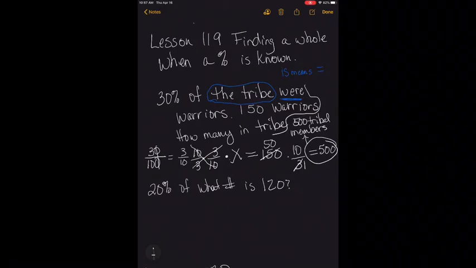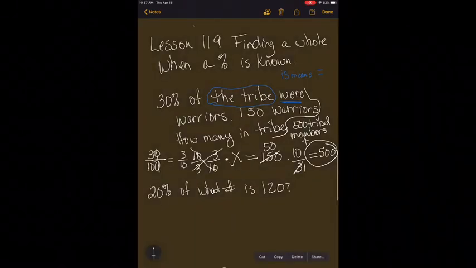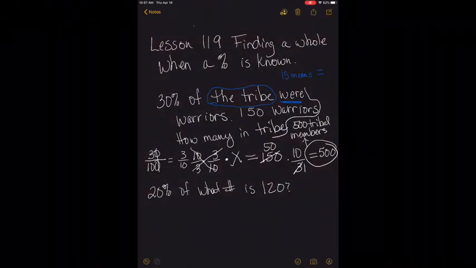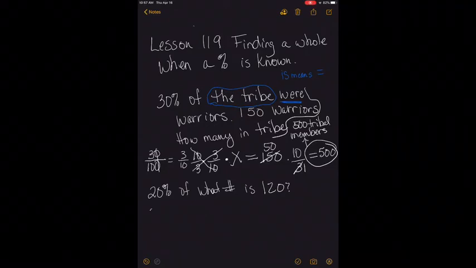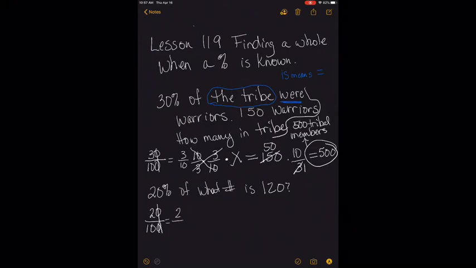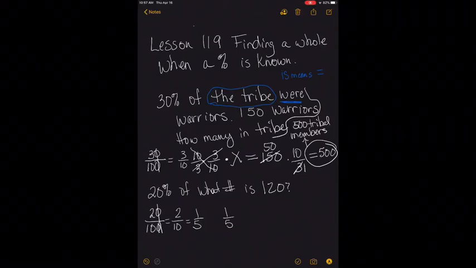Okay, the next one is 20% of what number is 120? Well, let's go ahead and just use fractions again, since lesson 117 used fractions, and honestly, it's probably easier than dividing by a decimal sometimes. So 20% is 20 per hundredth. We can reduce that to 2/10 or 1/5. Okay, 1/5 of what number, that's our unknown, equals 120.